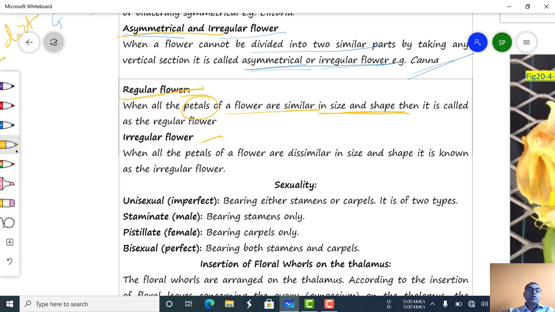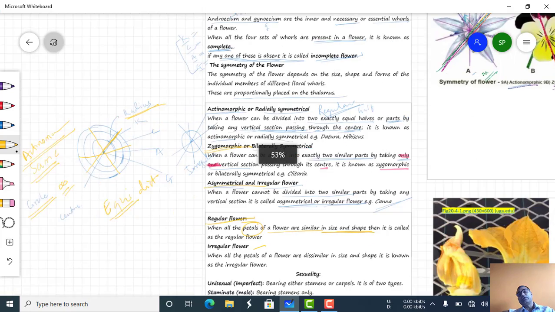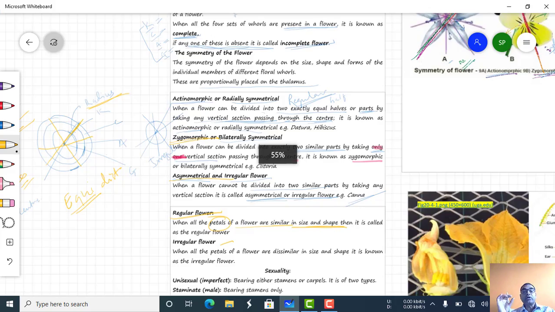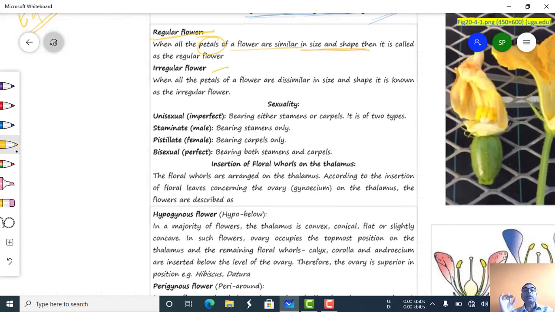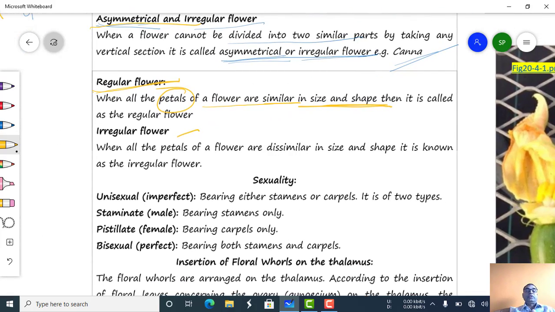Okay, this red or yellow color is not totally the flower color, it is the color of the petal, the color of the corolla. So the color of the flower is decided by the color of the petal in the majority of cases. Okay, so here, regular flower: when the petals of the flower are similar in shape and size, then it's called a regular flower.